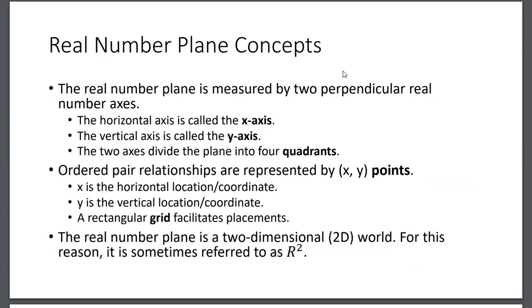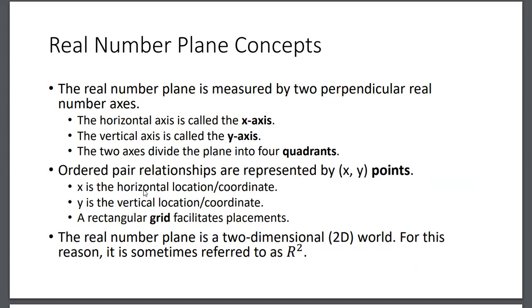Real number plane concepts. The real number plane is measured by 2 perpendicular real number axes. The horizontal axis is called the x-axis. The vertical axis, which is perpendicular to it, is called the y-axis. The 2 axes divide the plane into 4 quadrants. Ordered pair relationships are represented by points with coordinates x and y.